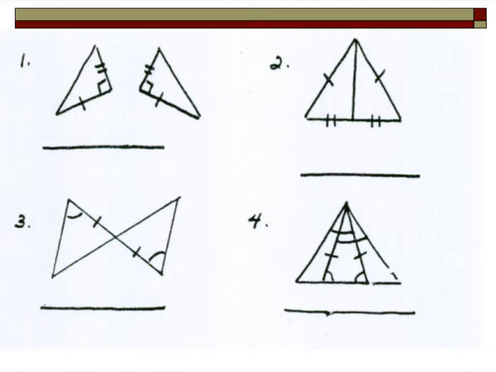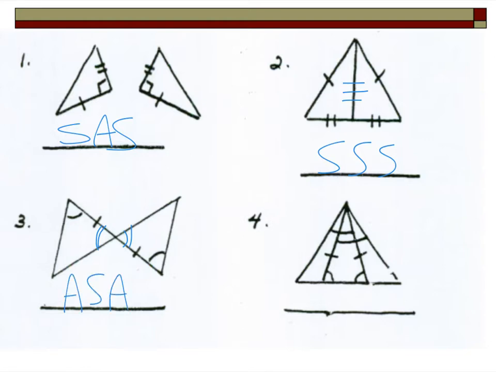Alrighty, so in this one we've got side, angle, side. Notice how we have the angle between the two pairs of congruent sides. All right, this one here, if I use reflexive, I got side, side, side. Two triangles are congruent by side, side, side. How about the next one? Vertical angles are congruent. So I've got angle, side, angle.